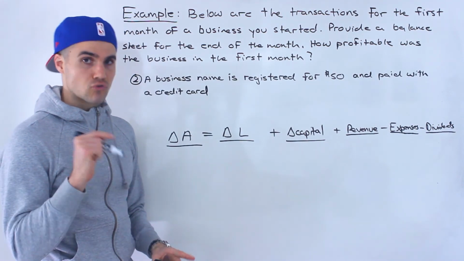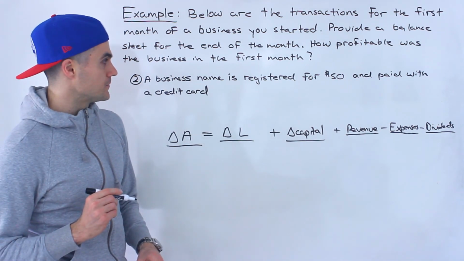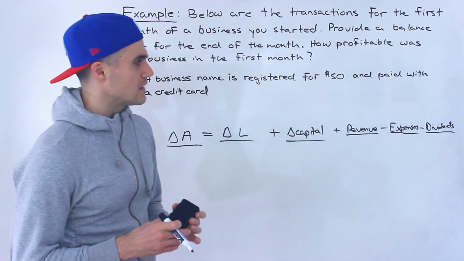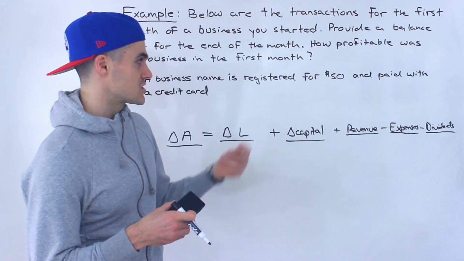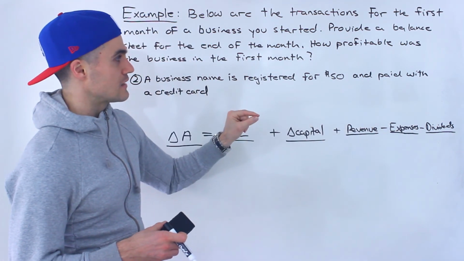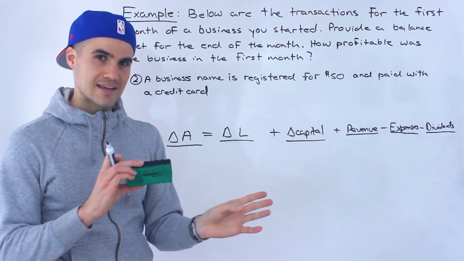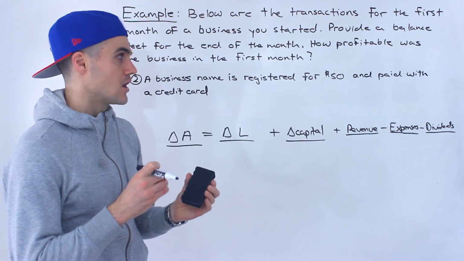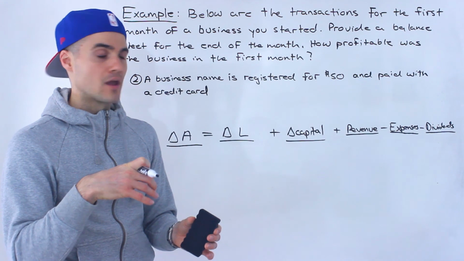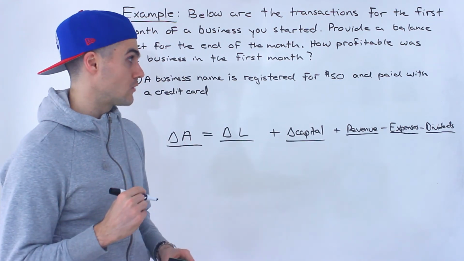A business name is registered for $50 and paid with a credit card. So a business name is registered for $50. Now, when you first read this, you may think that that's an expense, right? You're spending money on the business. However, this is actually an asset. If you remember from the fundamental videos, we differentiated between assets and expenses. We said assets are going to be used in the future to generate revenue, while expenses are used now, in this period, to generate revenue.